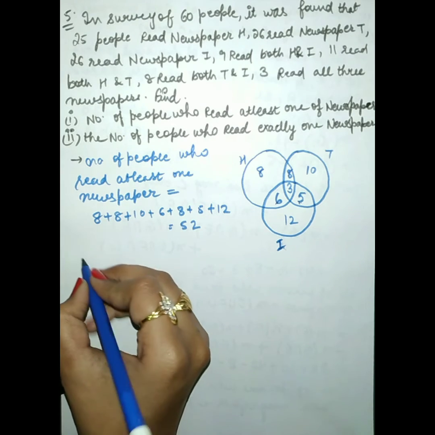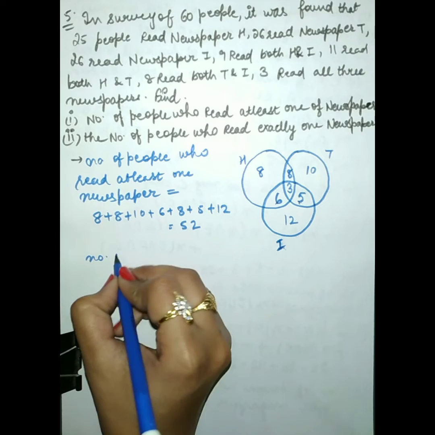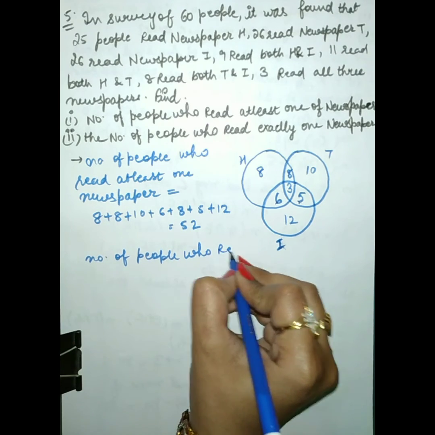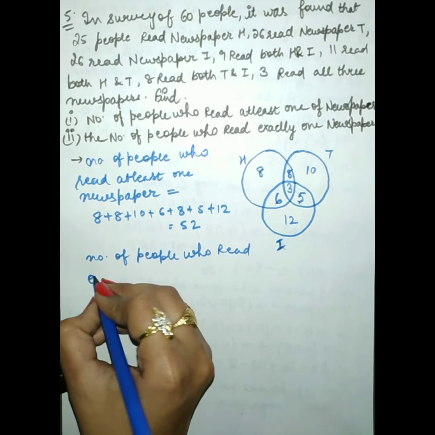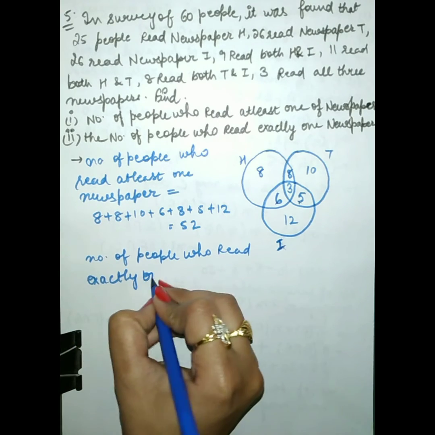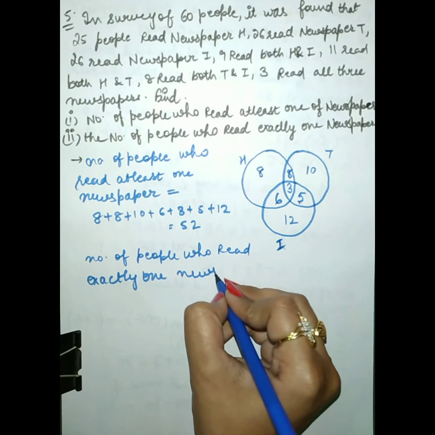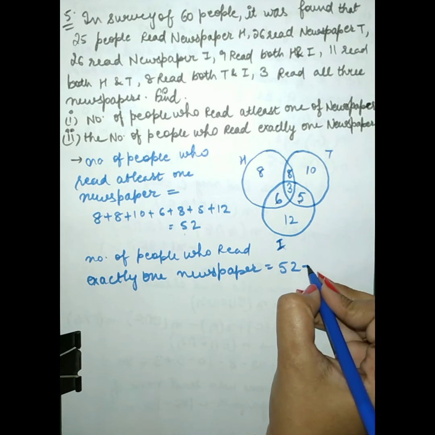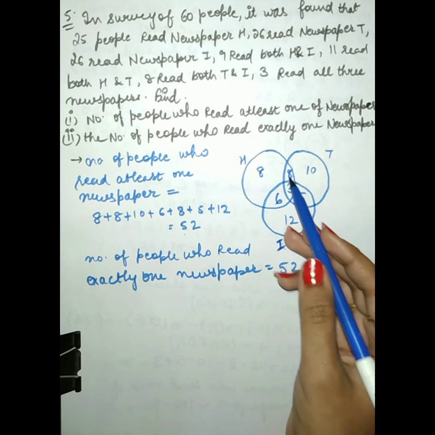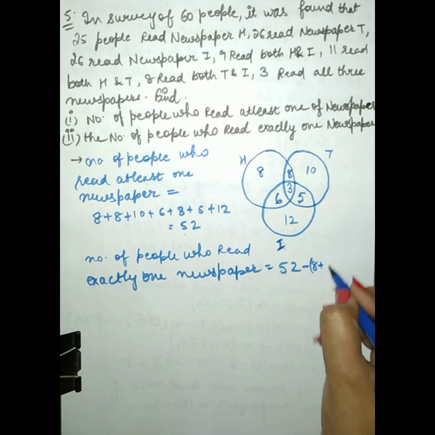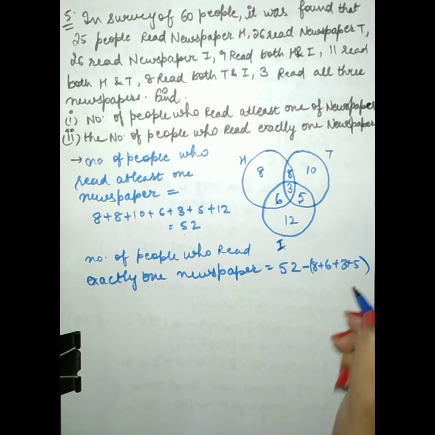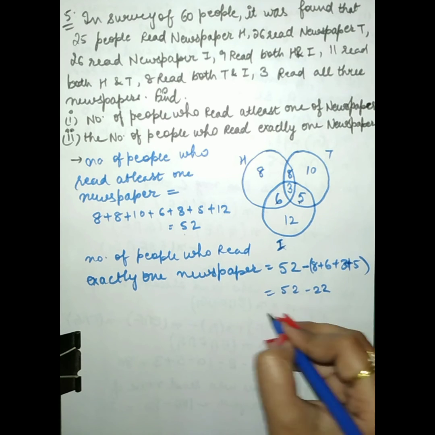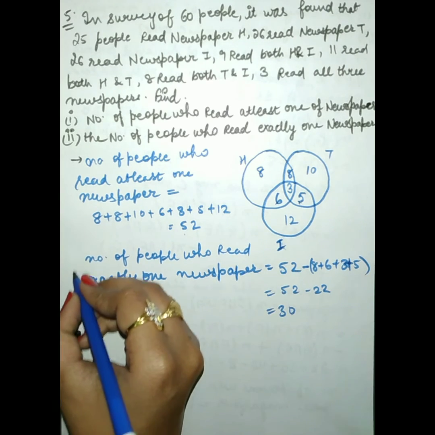Then we will find the number of people who read exactly one newspaper, which will be equal to 52 minus 8, 3, 6, 5. That means 8 plus 6 plus 3 plus 5. Then it will become 52 minus 22. Then it will become 30. So this is our answer.